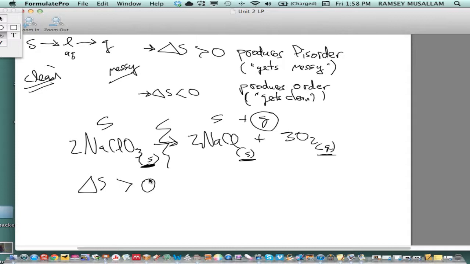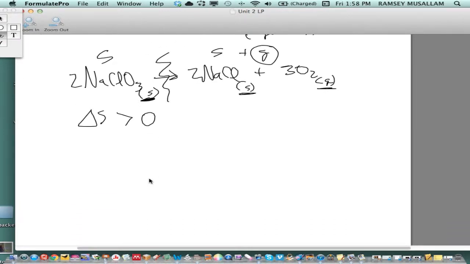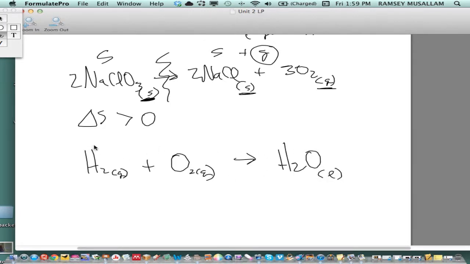Let's look at a reaction that's non-spontaneous, and then I'm going to tell you a little story which is going to lead into the major equation. We can take a reaction like this, and thank God this is non-spontaneous: hydrogen gas plus oxygen gas produces H2O. Give me two names for this reaction. Redox? Synthesis.